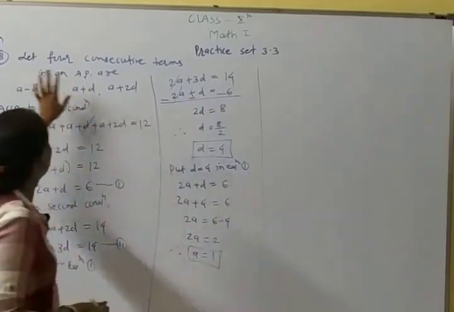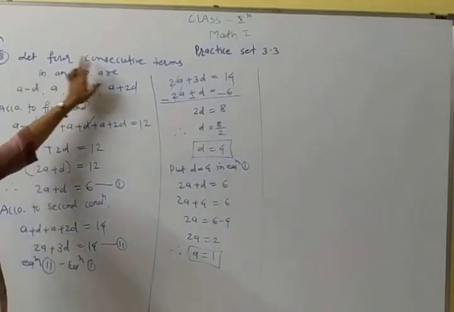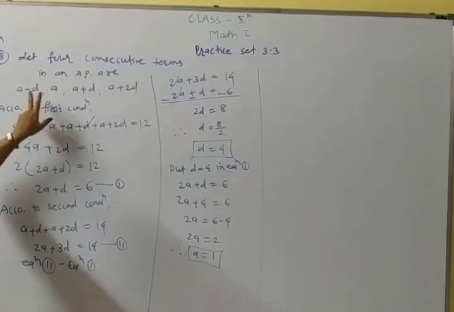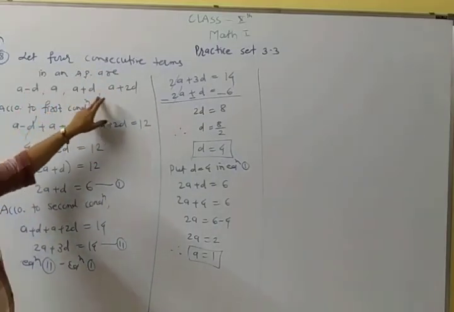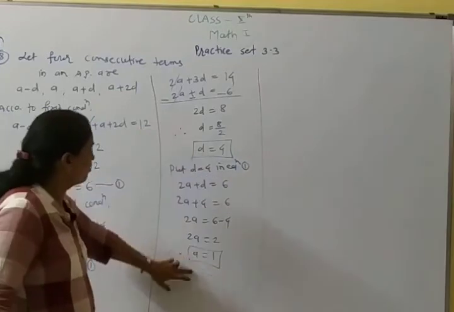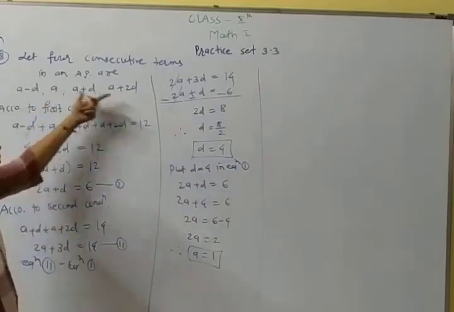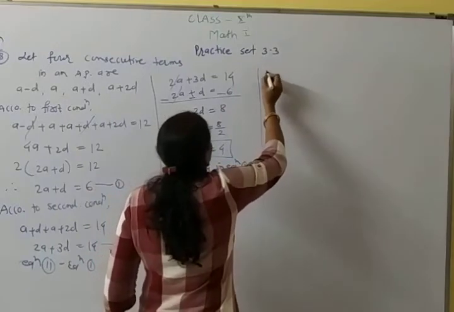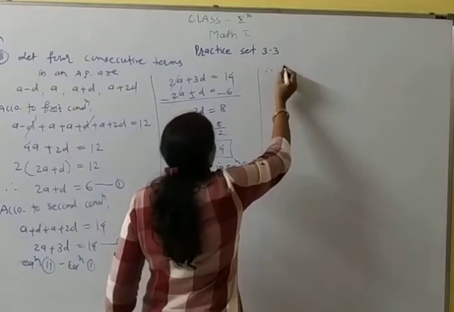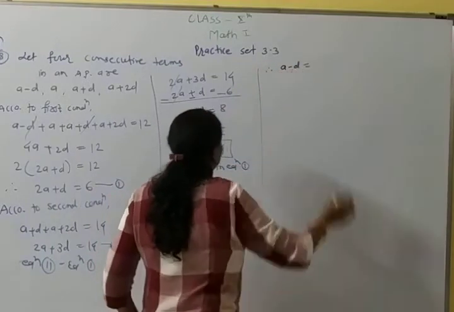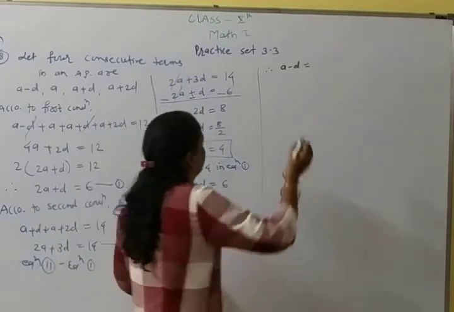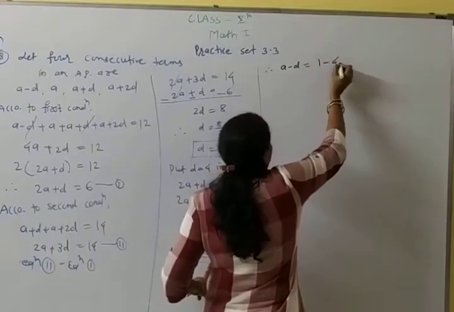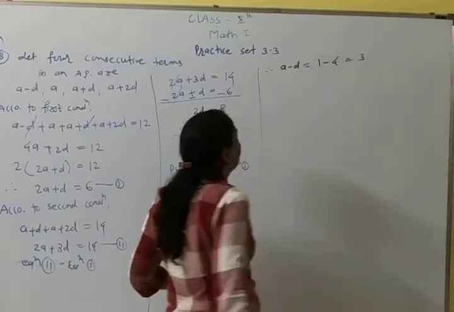So find our 4 consecutive terms. Our 4 consecutive terms are a minus d, a, a plus d, a plus 2d. So put a equal to 1 and d equal to 4 in these consecutive terms and find our solution. Therefore, a minus d equal to, a is 1 and d is 4, so 1 minus 4 equal to minus 3. This is the first term.